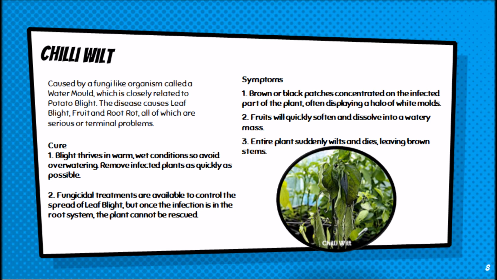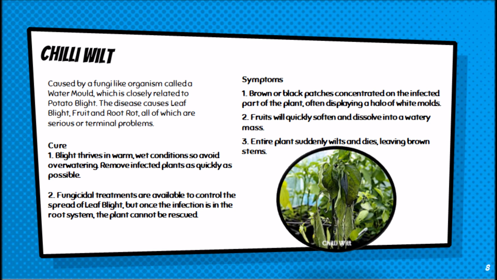Chili wilt is caused by a fungus-like organism called a water mold, which is closely related to potato blight. The disease causes leaf blight, fruit and root rot, all of which are serious or terminal problems. The symptoms of this disease are brown or black patches concentrated on the infected part of the plant, often displaying a halo of white mold. Then fruits will quickly soften and dissolve in watery masses. The entire plant suddenly wilts and dies, leaving brown stems.